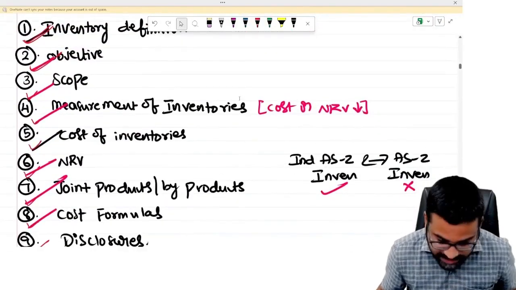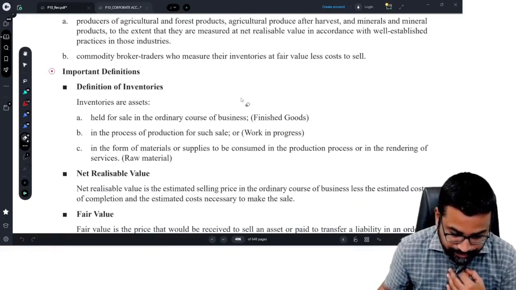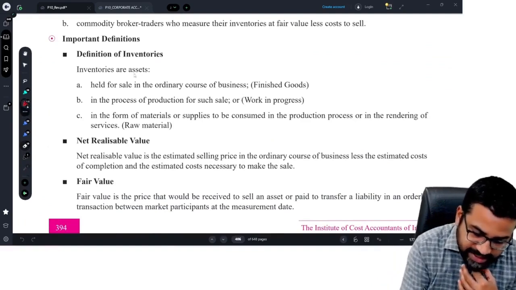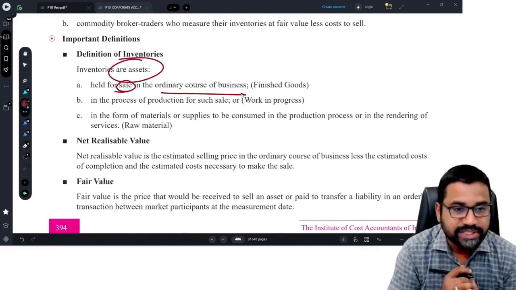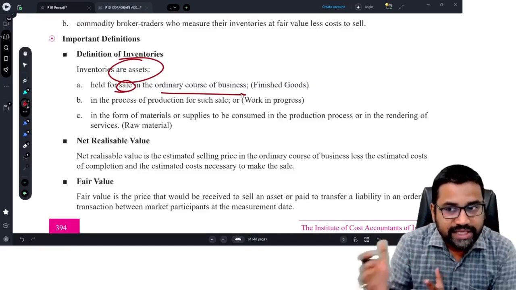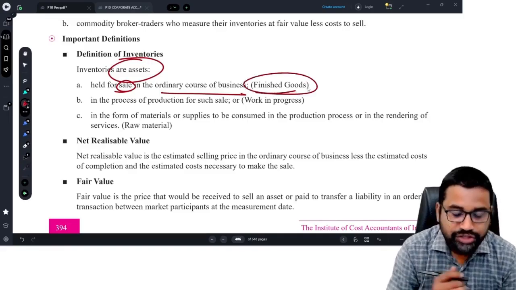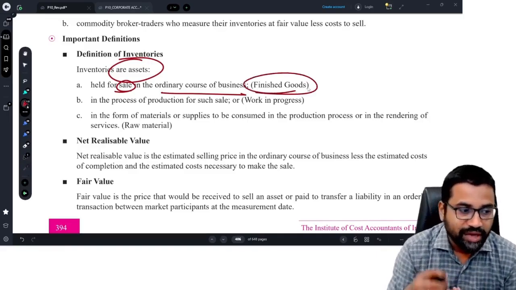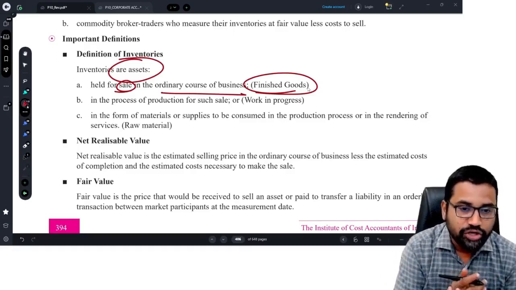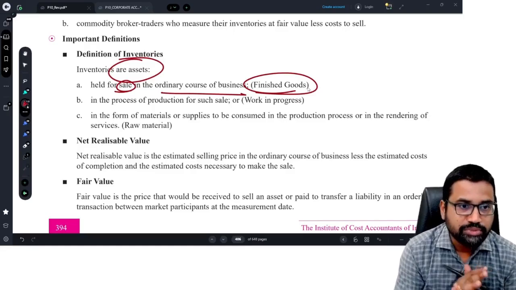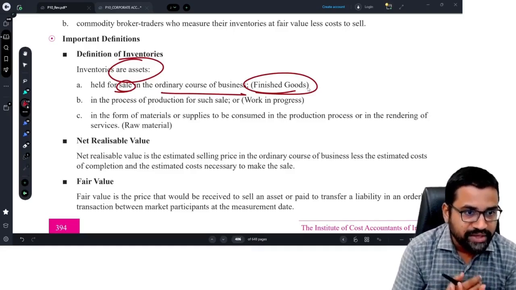A very simple standard. Let us start with the inventory definition. First of all, what is inventory? The standard says inventories are assets held for sale in the ordinary course of business. Whatever you hold for sale in the ordinary course of business is your inventory, for example finished goods. If I am a manufacturer, I manufacture items which I hold for sale in the ordinary course of business; that is my finished goods. If I am a trader, stock in trade is held for sale, so that is my inventory.